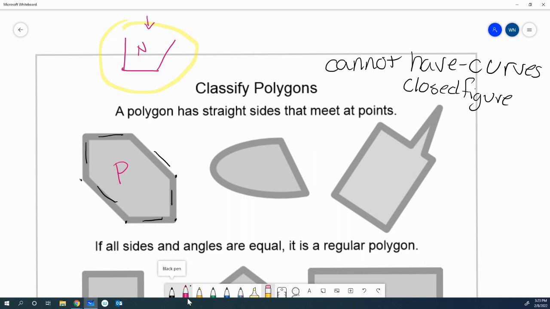All right, let's look at this next one. As you can see, it's got this straight side that meets at points, but then it's got this big, wacky, curved side. Polygons cannot have curves. That is not a polygon.